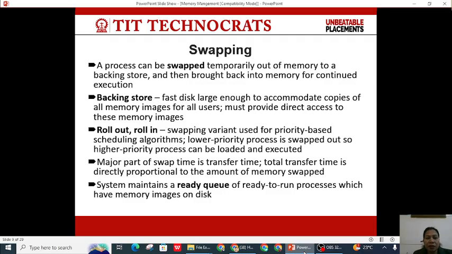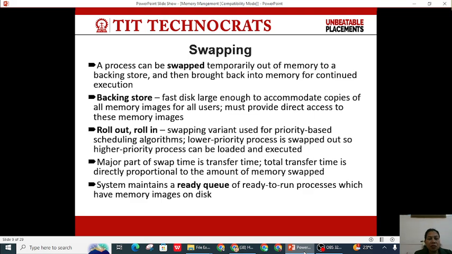One of the memory management techniques is called swapping. In swapping, we only take those parts of a process or those programs which are required, and after completion of that process, we again keep it back to the hard disk. That process is known as swapping.